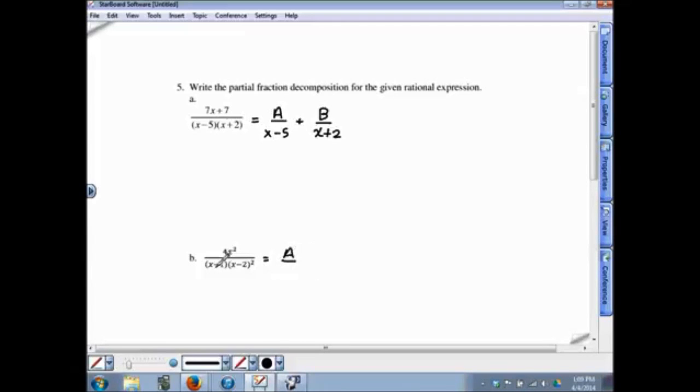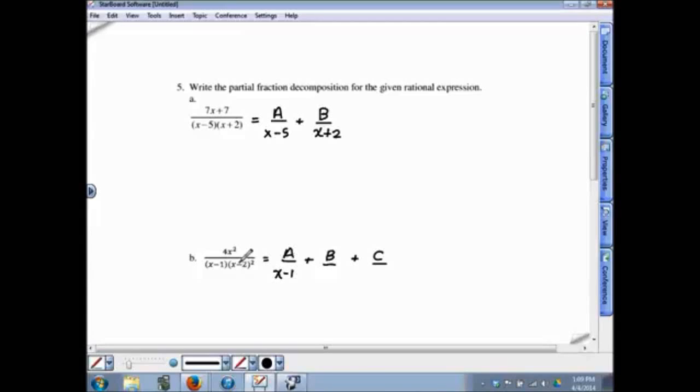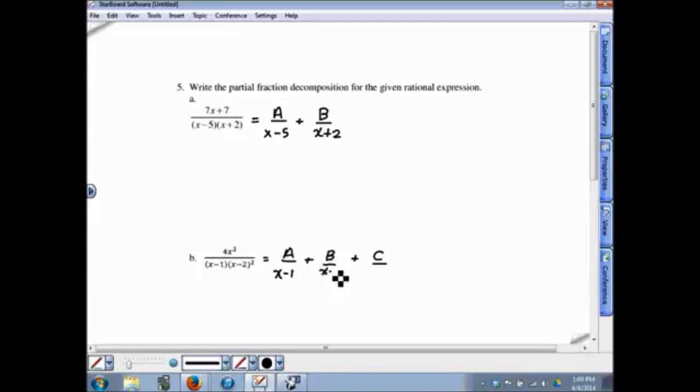You have an A for this piece right here, but because there's two of these, we're going to have a B and a C. And over here, the A, that's going to be with the x minus 1. And then with the repeated linear factor, since it's repeated twice, you have x minus 2 and x minus 2 squared. So these are the forms of the partial fractions.